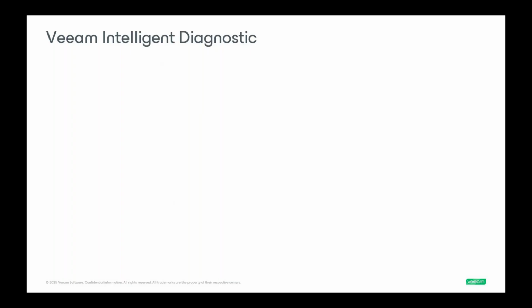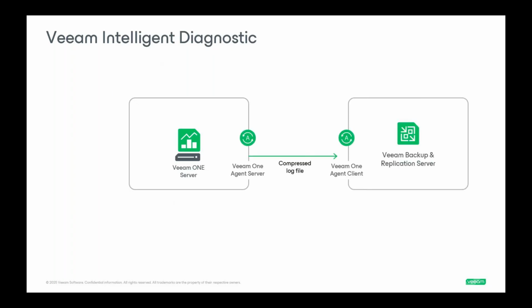Let's go through the Veeam Intelligent Diagnostics. This is basically designed to automatically detect and resolve known configuration and performance issues in your backup infrastructure. How we do that is by analyzing the logs from the VBR server. It triggers alarms with actionable recommendations, allowing you to address potential issues without needing to contact support.